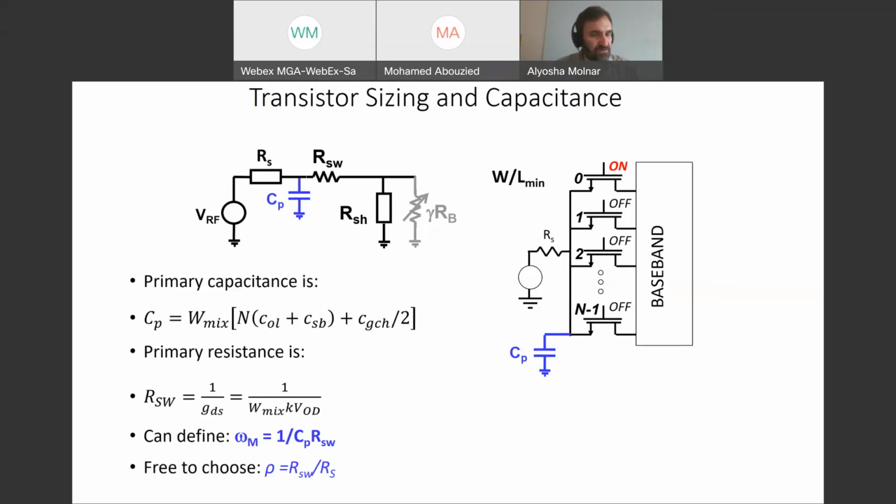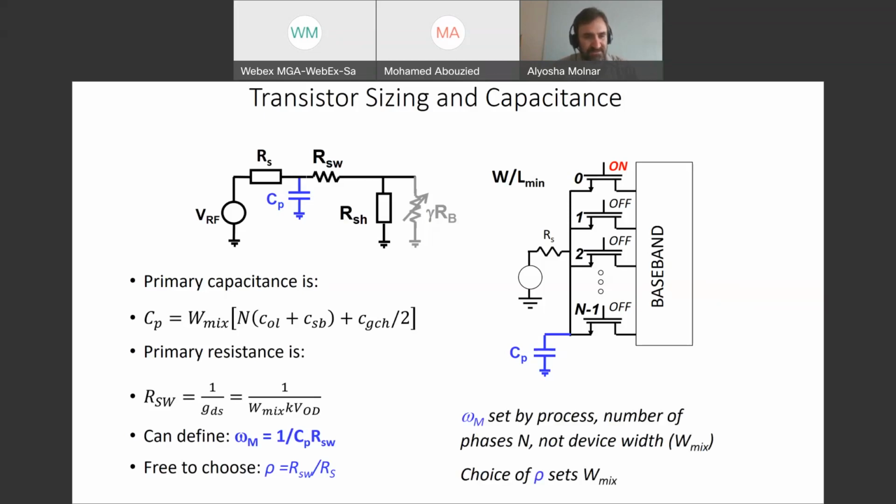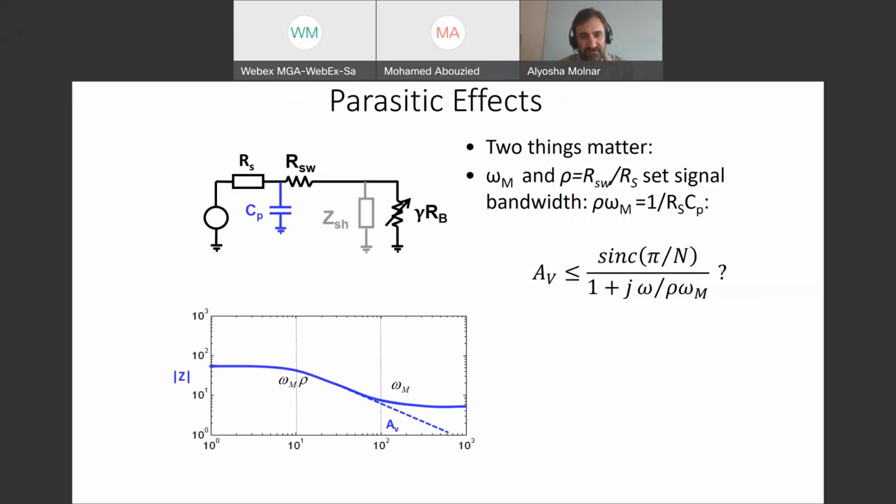We still have that term rho, which is the ratio of the switch resistance to its source. And so now omega M is set by our process and also by the number of phases in our mixer, but not by the sizing of the devices. So we choose the sizing based on our choice of rho, and then omega M just comes along. Now, why do we care? Once we have that capacitance in there, which of course we do, we'll have essentially a low pass behavior on the input. We'll have a shunting loss that will directly affect our signal and essentially affect our gain.